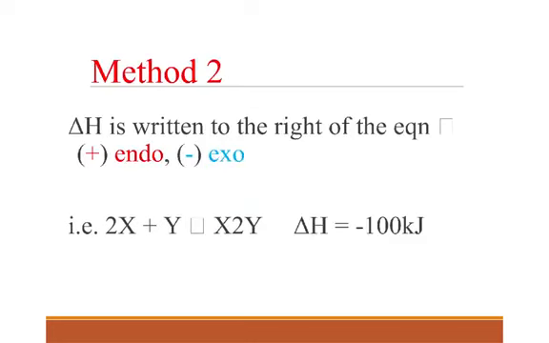Method 2, also pretty straightforward. So the delta H is essentially just written to the right of the equation, and it's just important to indicate whether it's endothermic or exothermic by using the according sign. So 2X plus Y makes X2Y, and then off to the side I've just written delta Hx as a separate piece, and I've used a negative 100 kilojoules indicating that it would be exothermic. If it was endothermic, I would simply write it as positive 100 kilojoules.